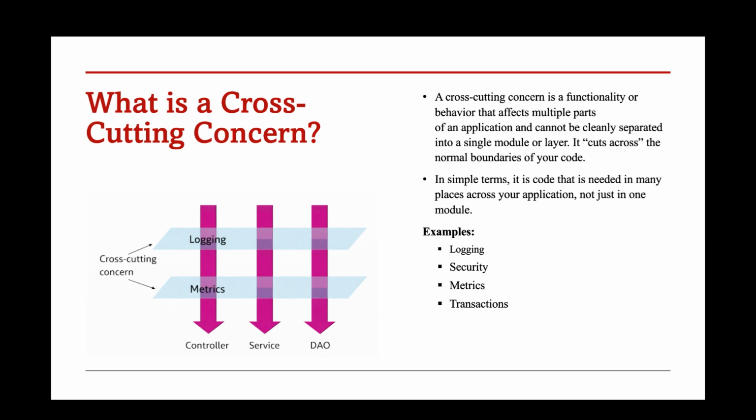Your application has layers: controller, service, repository. Each layer has its own responsibility. Clean and separated. But now think about logging. Logging is needed in the controller. It is needed in the service. It is needed in the repository. It does not belong to one layer, it cuts across all of them. That is exactly what we call a cross-cutting concern. It crosses the boundaries of your layers.